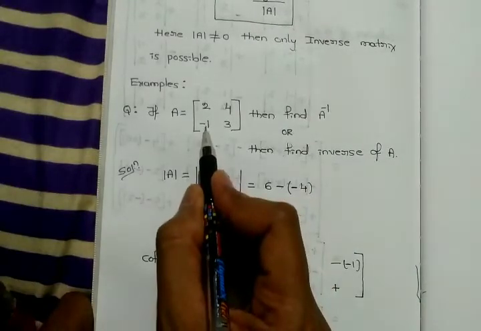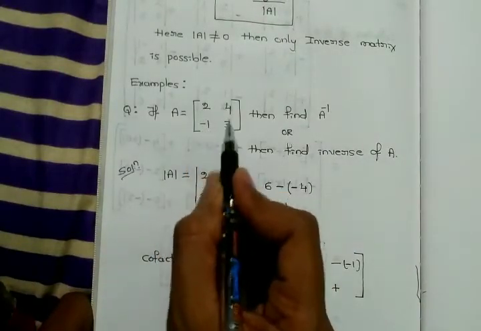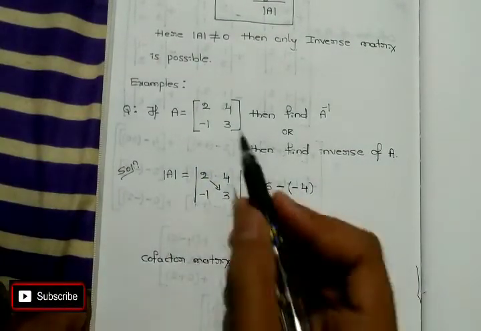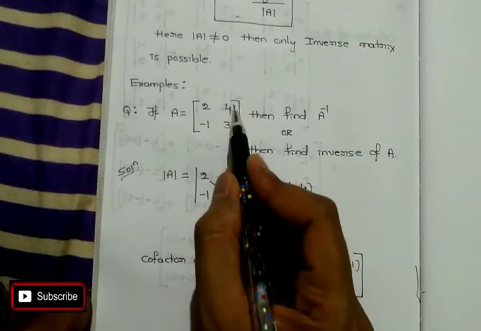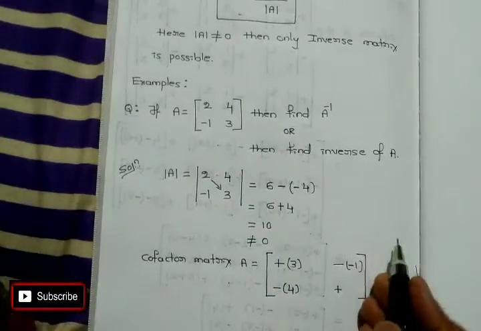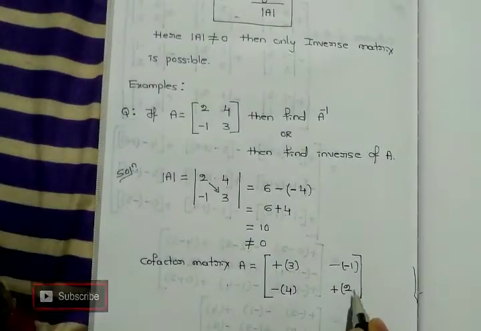Next, third element minus 1, delete that column and row. What is the remaining element? 4. And fourth element is 3, delete the particular column and particular row. What is the remaining element? 2. So mention here 2.